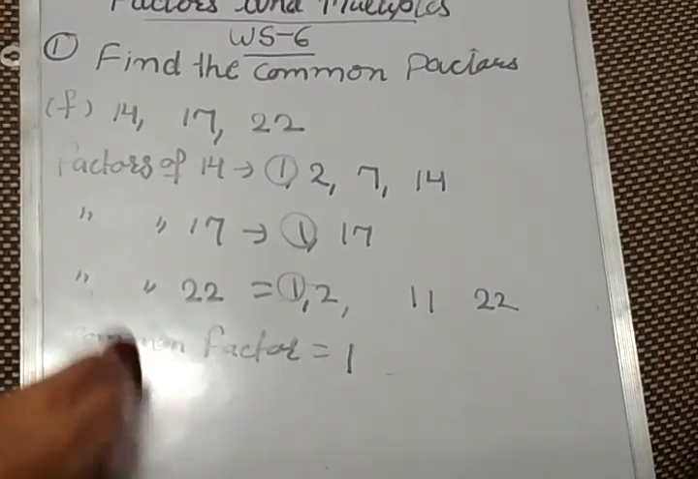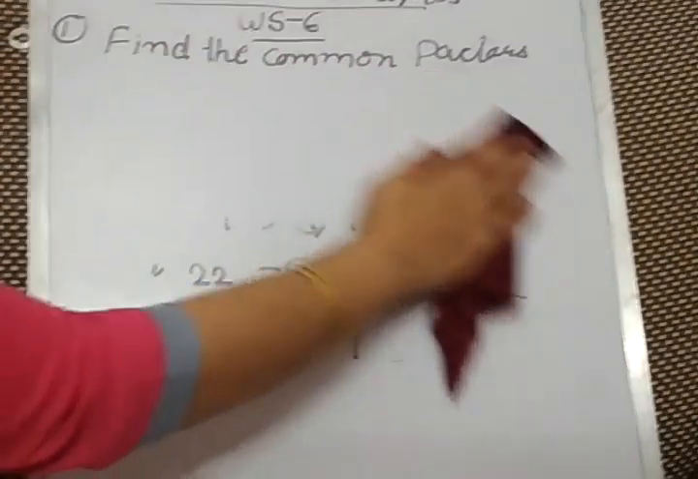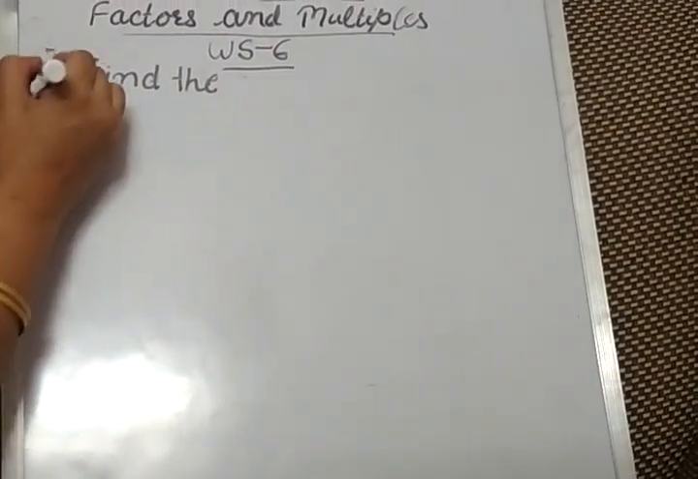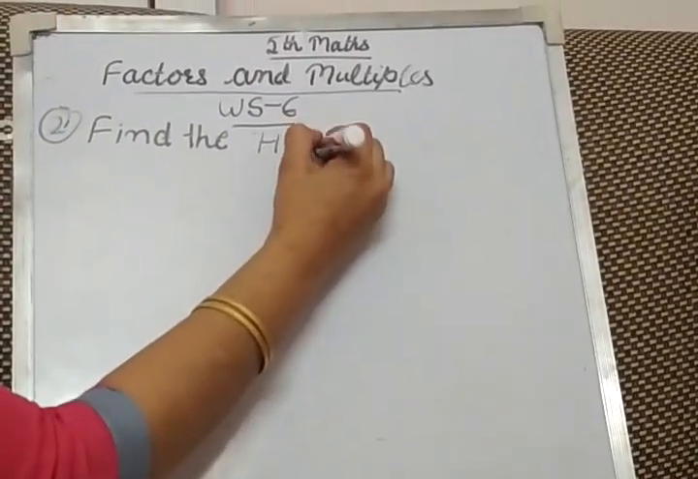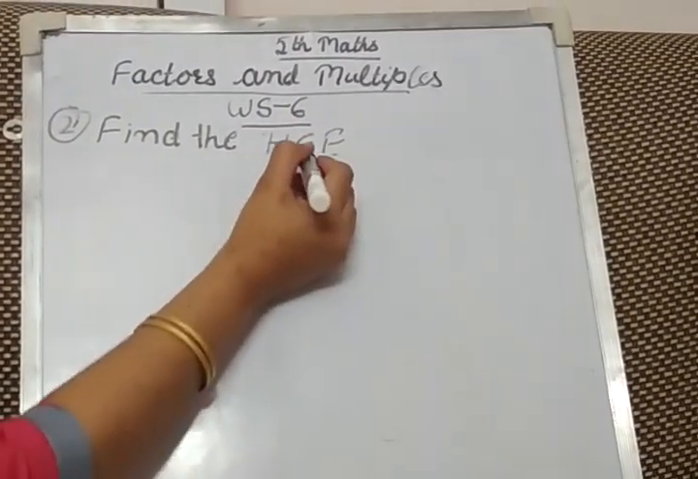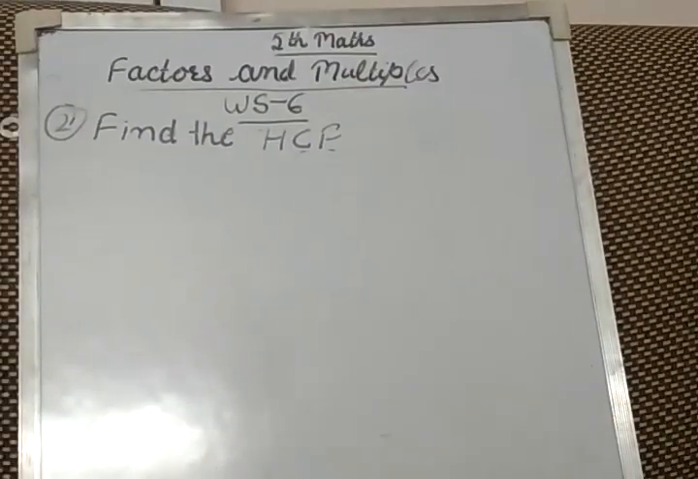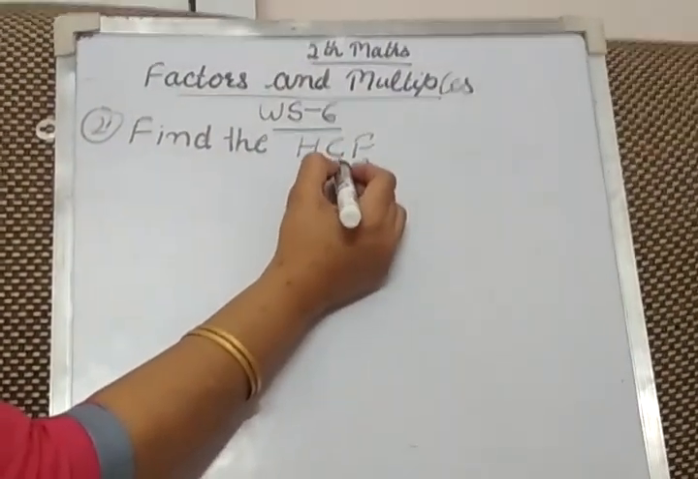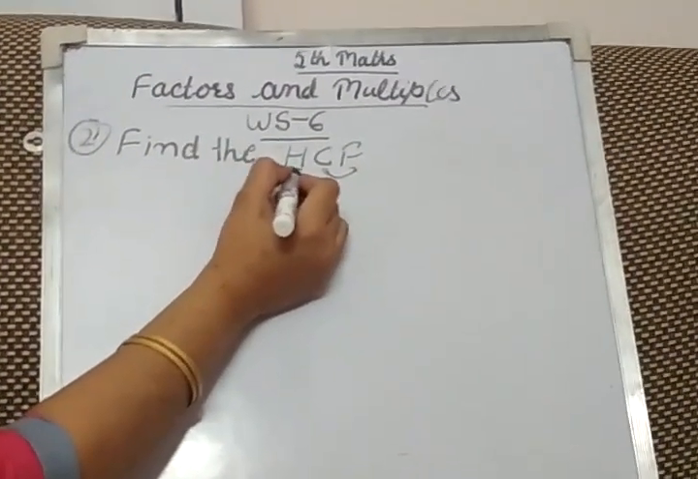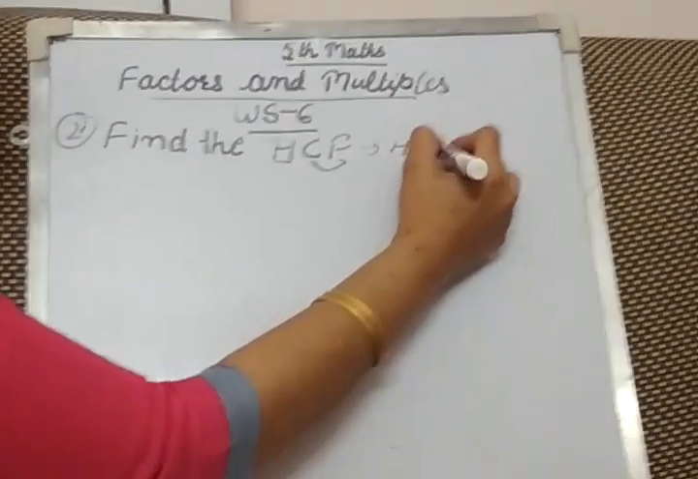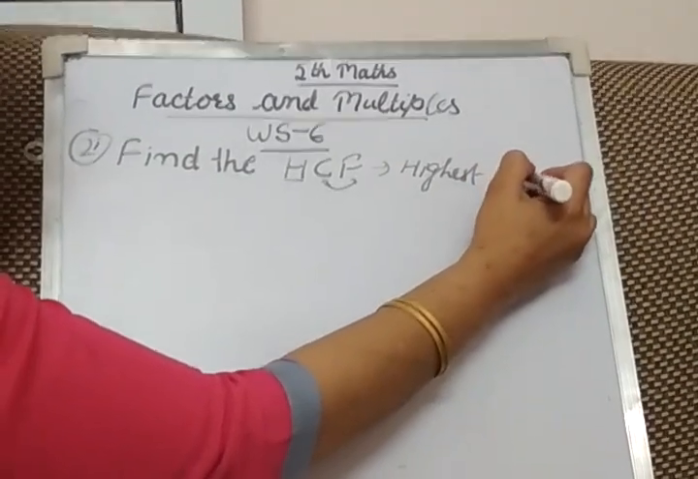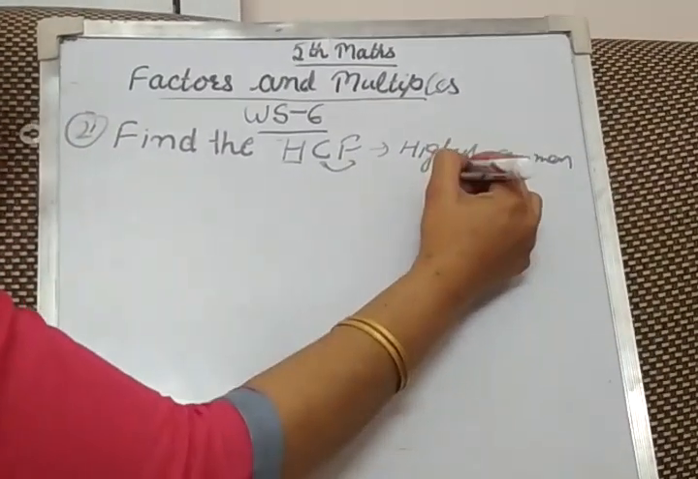Now see the second question. Find the HCF. F for factors, C for common factor. You found the common factor in the last question. Now what is the meaning of H? H means highest, highest common factor.